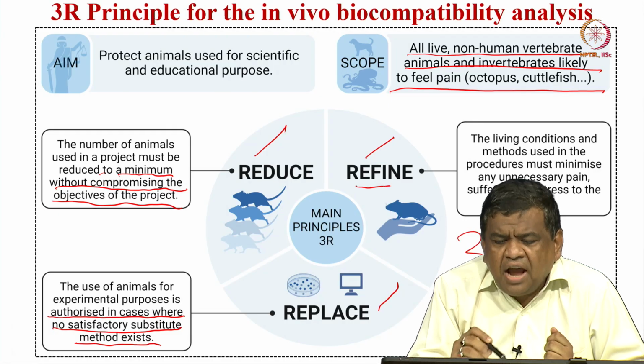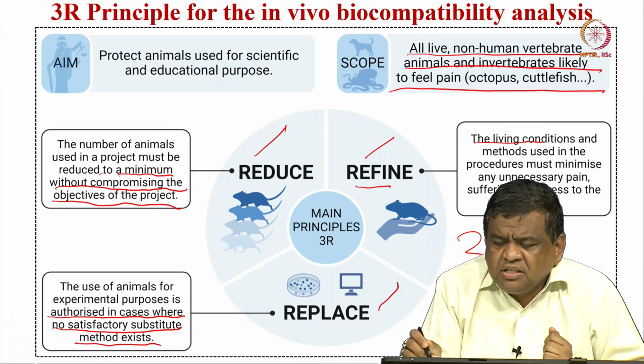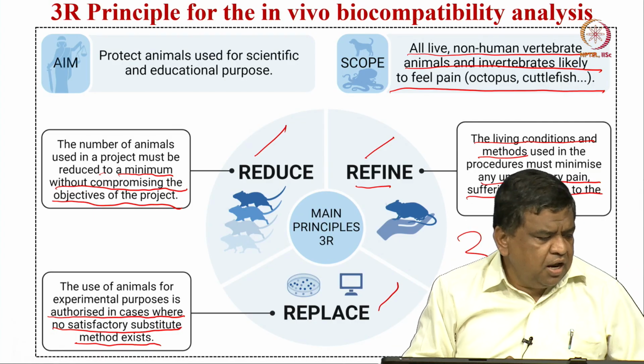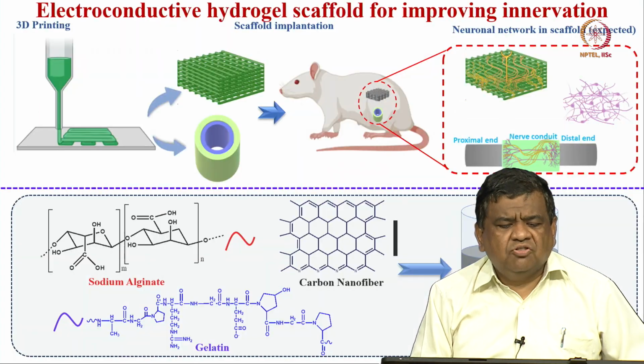Third one is the refine. So, you refine the living conditions and methods used in these procedures should not cause any unnecessary pain, suffering or distress to the animals. I think that I have explained to you enough to explain what the 3R principle is.